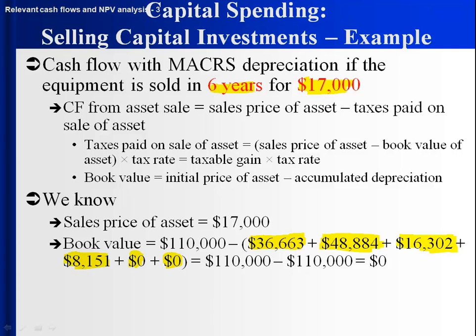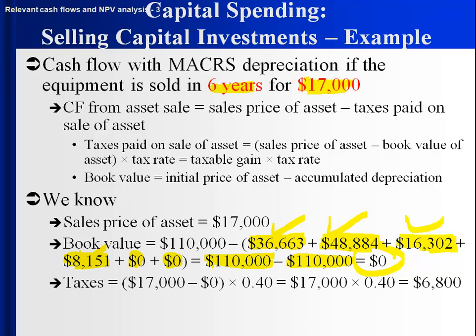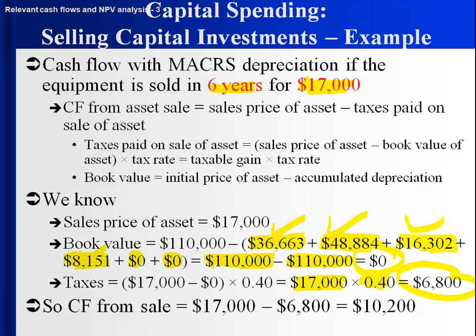So if we add all that up, we realize that we bought it for 110. In the first 4 years, we took a total of $110,000 in depreciation. So when we sold it, it was worth 0. So we sold it for 17, but it was worth 0. So there's a $17,000 gain. 40% in taxes is $6,800. That goes to the government. So we got 17. We sent 6.8 off to the government. And so the after-tax cash flow from selling this asset we expect in 6 years to be $10,200.